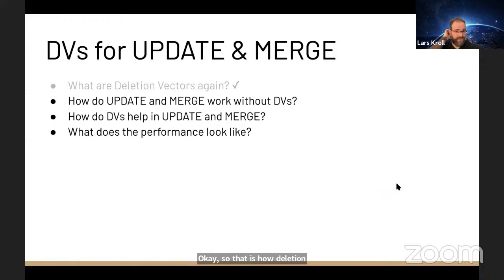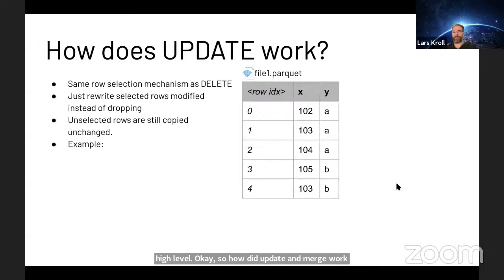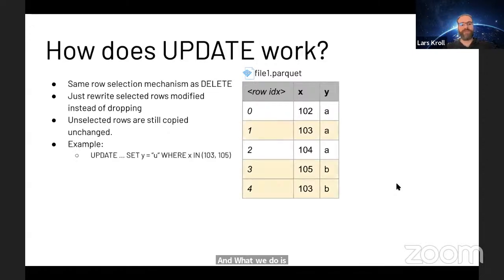So how did update and merge work again before we introduced deletion vectors? In many ways, quite similar to how delete works. We still have, let's say, an update. Let's say we have some kind of row selection mechanism, just like we had before. It's some kind of predicate that tells us which rows we're going to touch and which rows we are not going to touch. And we specify what we want to do with the rows that we touch. Let's say we want to update column Y to always be U in the rows that we selected, that match the predicate. So that's the yellow rows in this file.